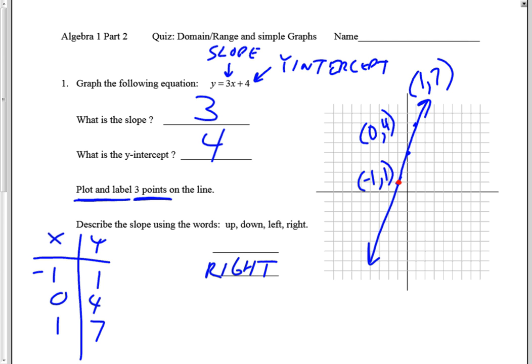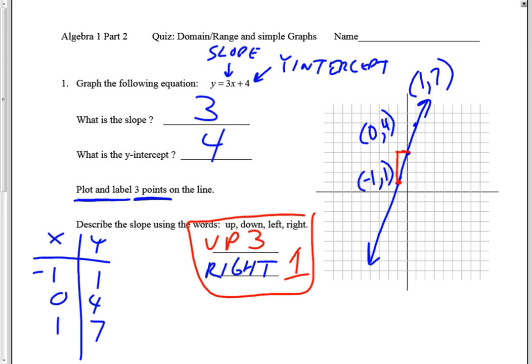Do I go up or down to get to the next point? Down. 1, 2, 3. Going from left to right, I've got to go up. Up 3. Your second movement will always be to the right then. Up 3, right 1. I don't know if I'll even have that on the test, but that should be how you look at the slope, always from left to right.